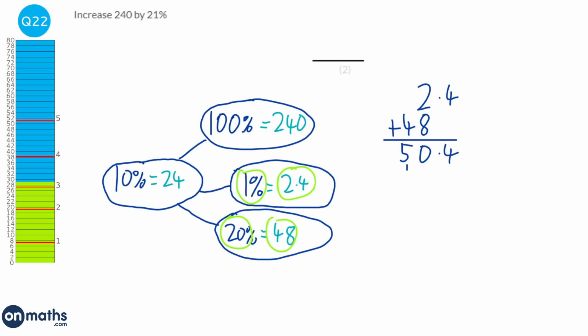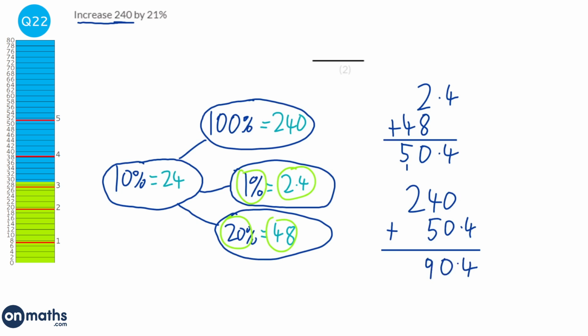So 50.4, but it says to increase 240 by that amount. So we need to get 240. We need to add the 50.4. Probably, again, don't need to show the working out for this. We can do this in our heads, but it's a bit easier to see what we're doing. So the answer would be 290.4.